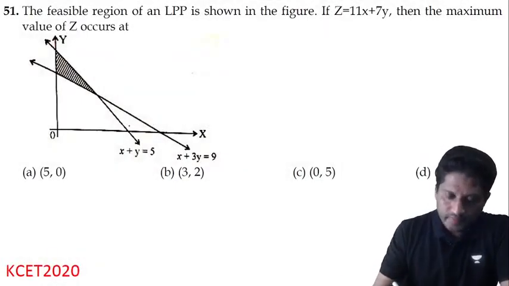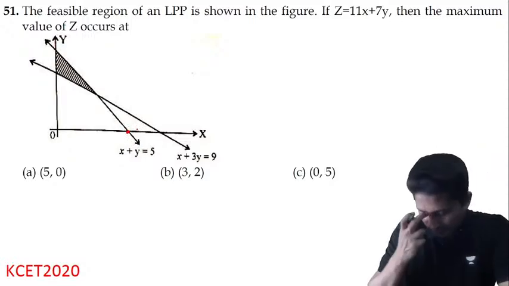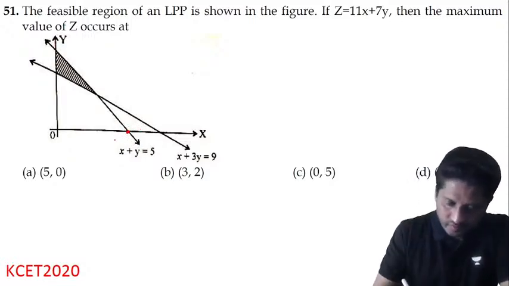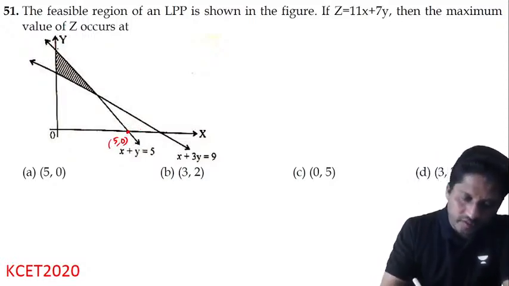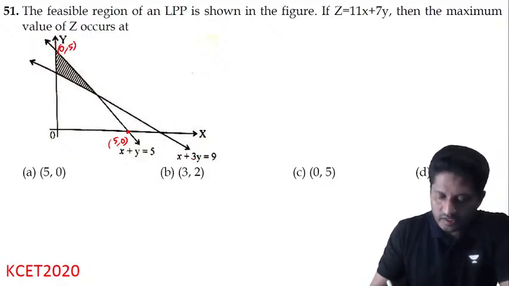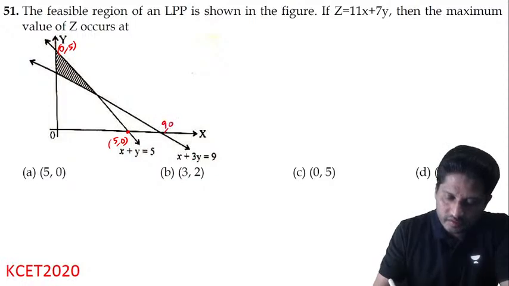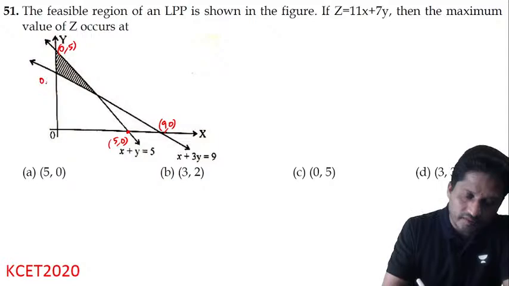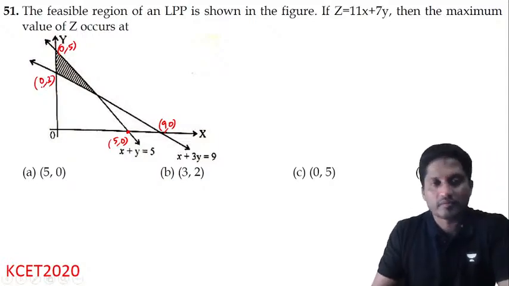Okay, now listen. This line x plus y is equal to 5 means this point is 5 comma 0. This point is 0 comma 5. On the x-axis y is 0, right? So this point is 9 comma 0. On the y-axis x is 0, so this is 0 comma 3. These are the corner points.